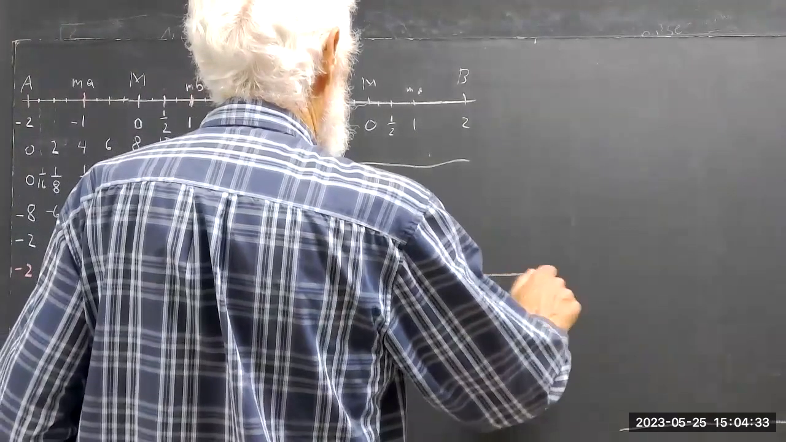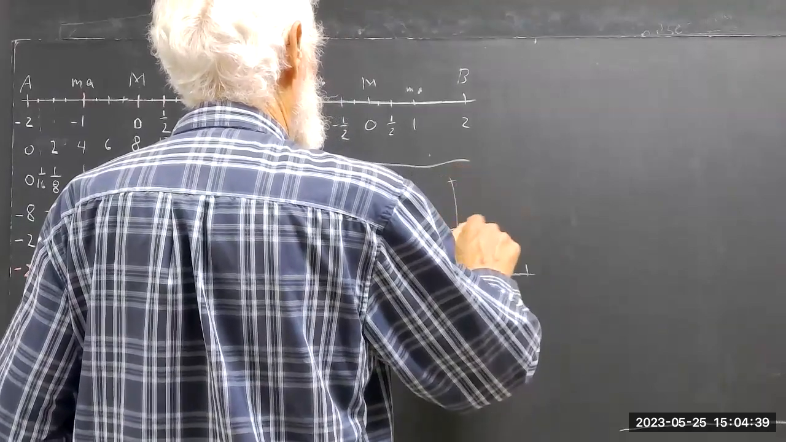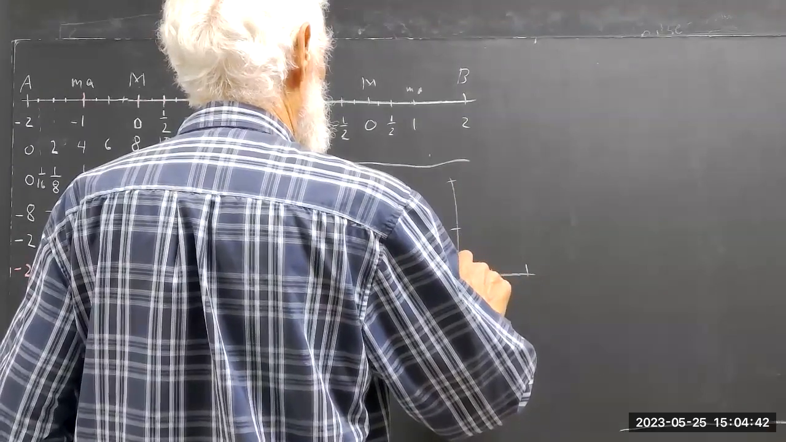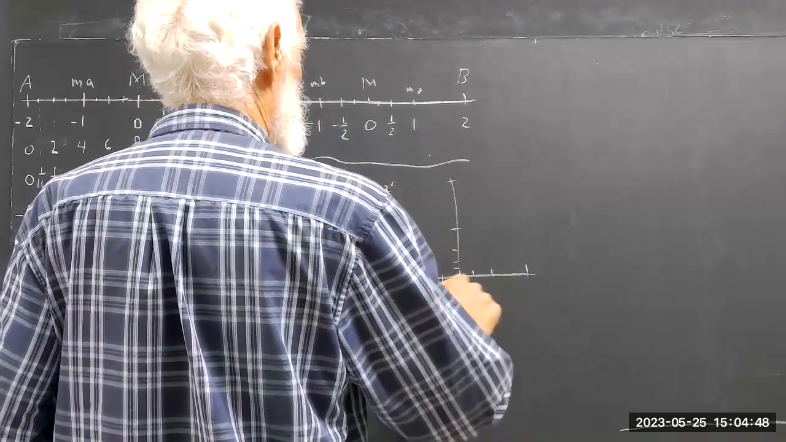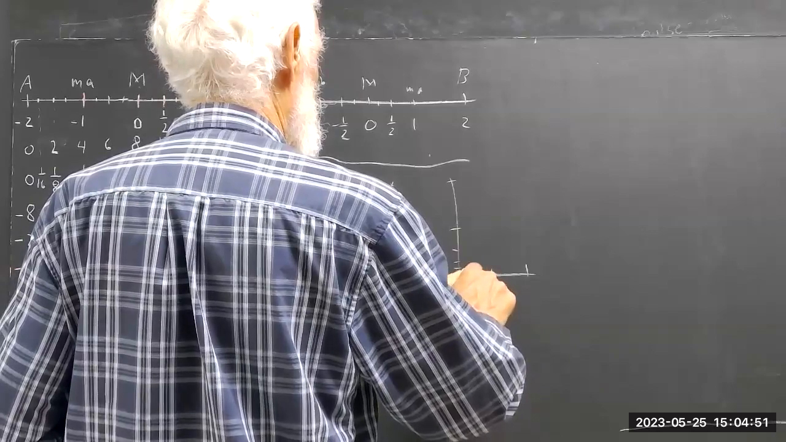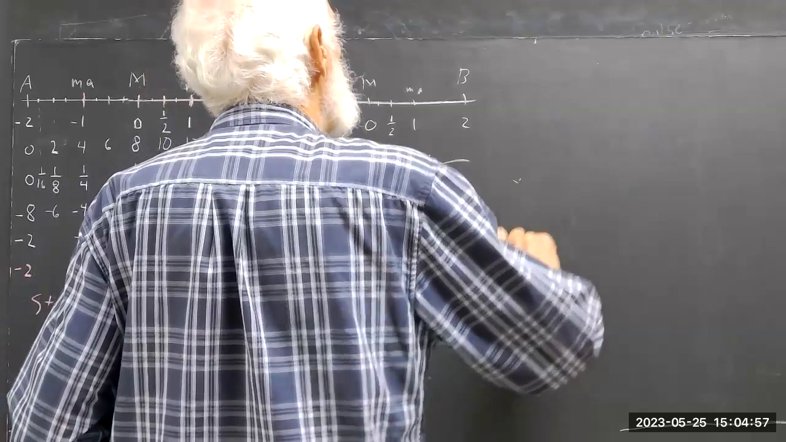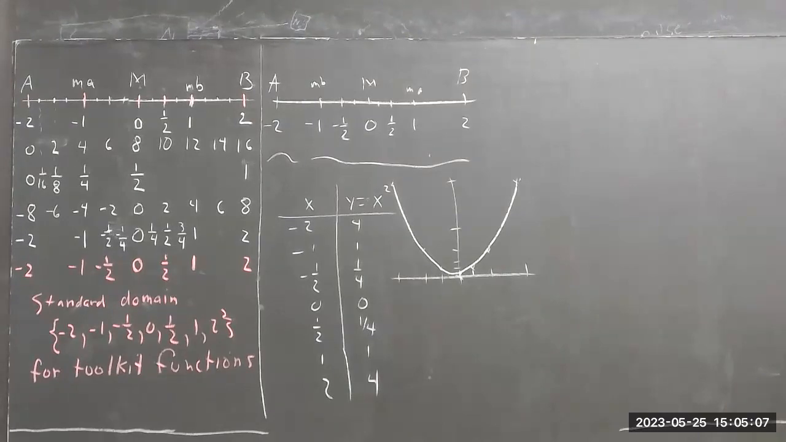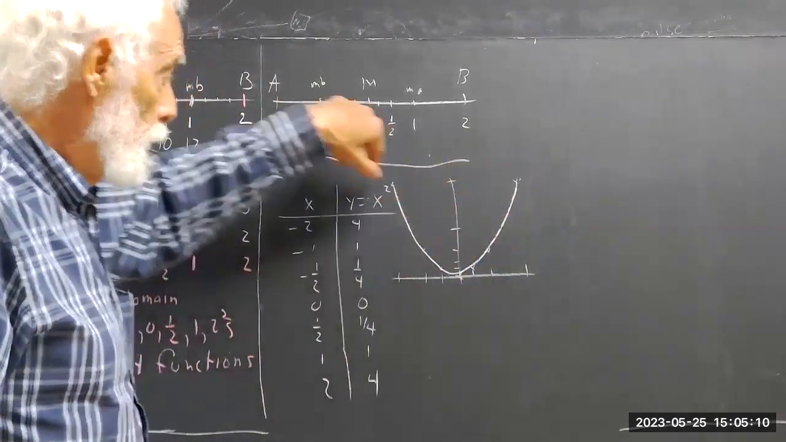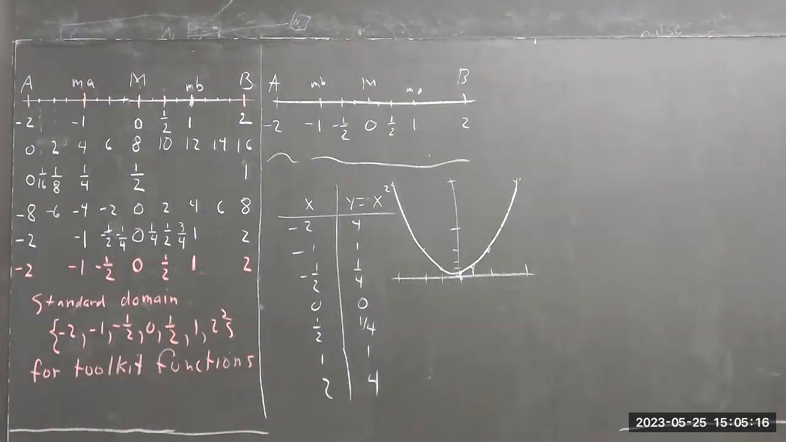And from that, we can sketch a pretty good graph of the toolkit function. And we get a fairly good parabola, but I'm not all that great at drawing these well. Okay. So if you understand how to make tables and evaluate functions, you already know quite a bit of what we're going to be doing in some future videos. Okay, so that's it for right now.